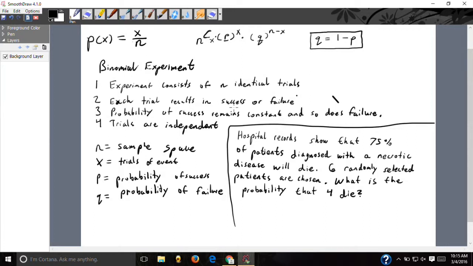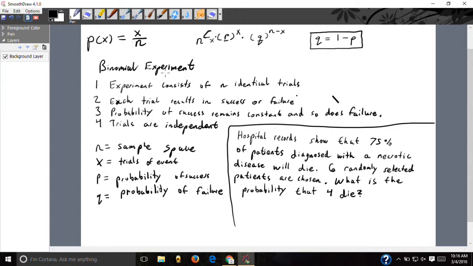that event will occur. The probability of success remaining constant, and so does the failure, is important because that comes back to this first one, consists of n identical trials. They don't change at any point, and they should not. So that ties into this fourth one, that the trials are independent, which means they have nothing to do with each other. So once one trial is made, it will not affect the probability of the next trial at all.